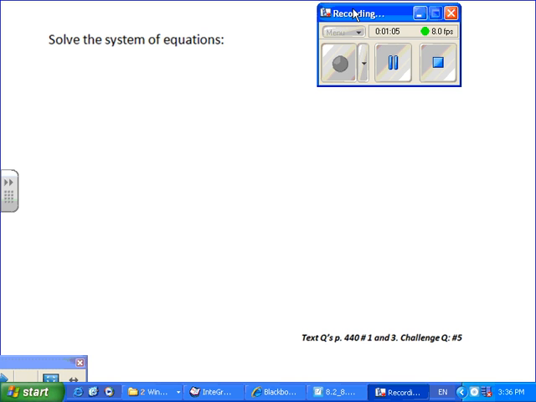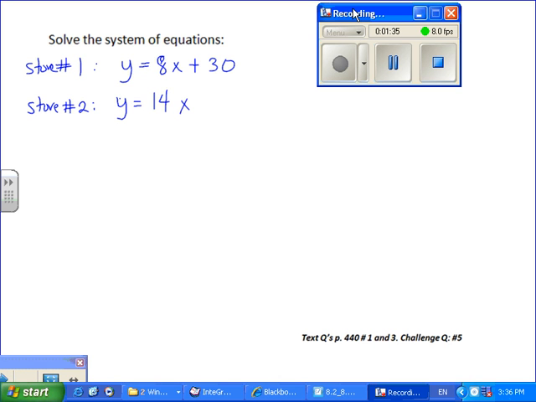To solve the system of equations, let's remember what we have. Store one: y is equal to 8x plus 30. And store number two, we came up with the equation y equals 14 times x. In both cases, x is time in hours, and y is the cost in dollars.